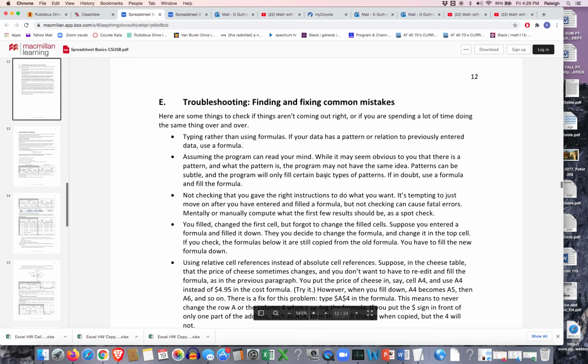Figure out what the pattern is. If you think it's a different kind of pattern and it just isn't the right one, it'll just give you the wrong numbers or just give you an error message. Not checking that you gave the right instructions to do what you want.